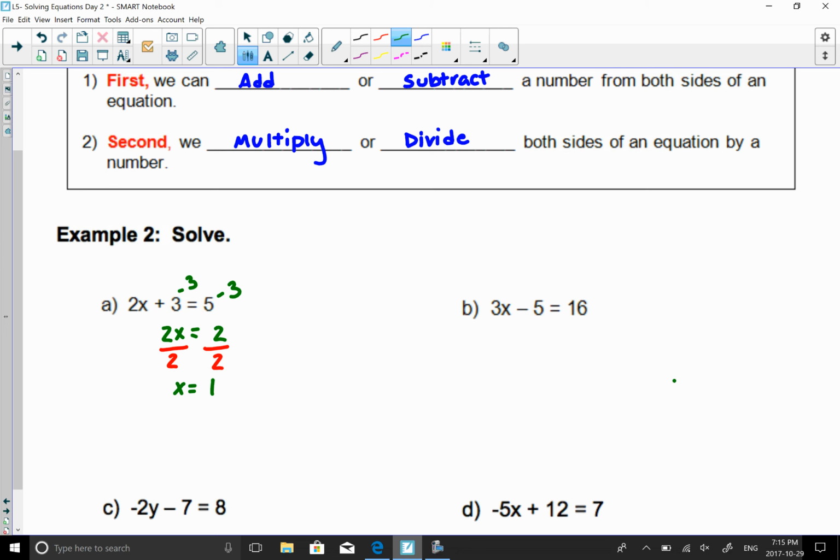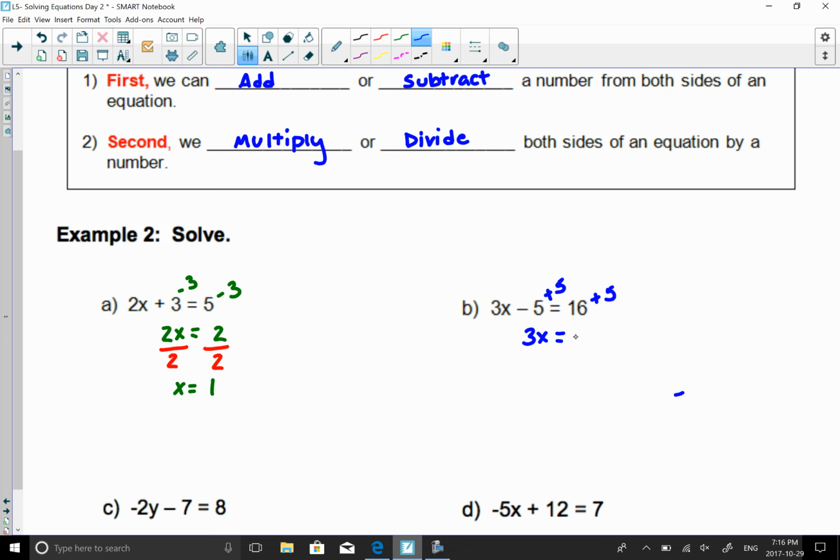So again, look here, 3x minus 5 equals 16. I don't want this minus 5 here. So I'm going to do the opposite operation. I'm going to add 5. Negative 5 plus 5 becomes 0. And then I add 5 to the other side because I keep things balanced. So this becomes 3x because that's 0.